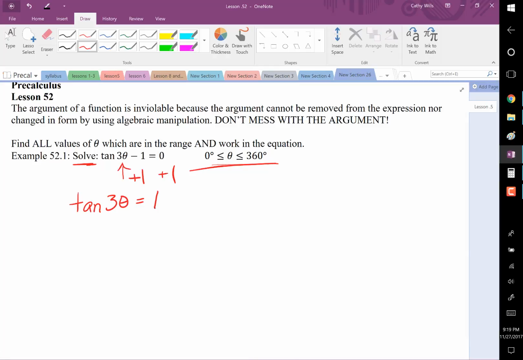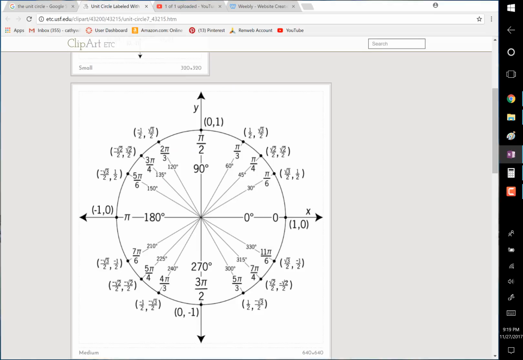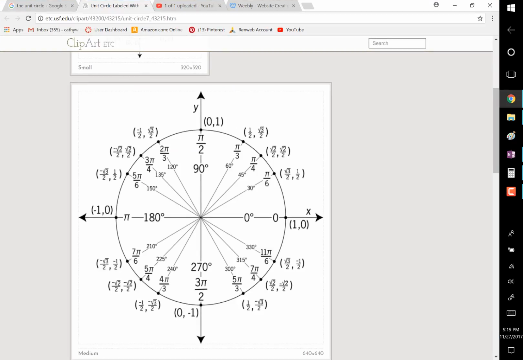All right, so where does tangent equal 1 on your unit circle? Well, that's going to happen when you're at 45 or 225, because that's where x and y, sine and cosine, are the same exact number. At 45 degrees, sine is square root of 2 over 2, and cosine is square root of 2 over 2, so sine over cosine, which is what tangent is, is 1. At 225, both x and y are negative square root of 2 over 2, so when you divide y over x, sine over cosine, which is tangent, you get 1. All right, so 45 and 225.